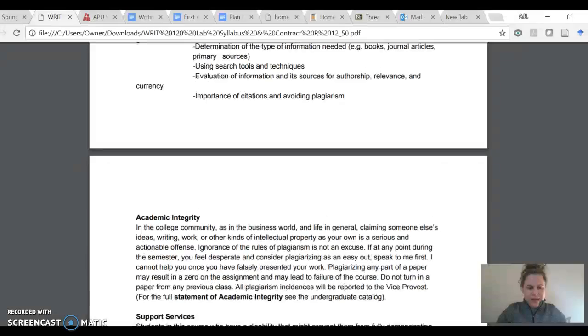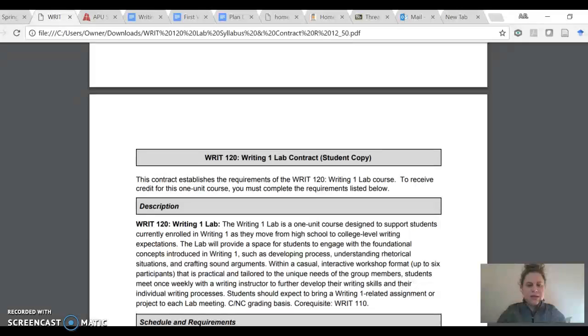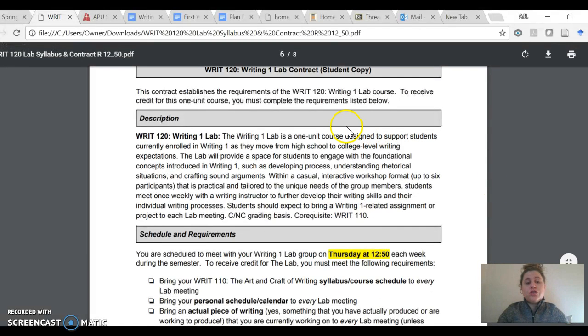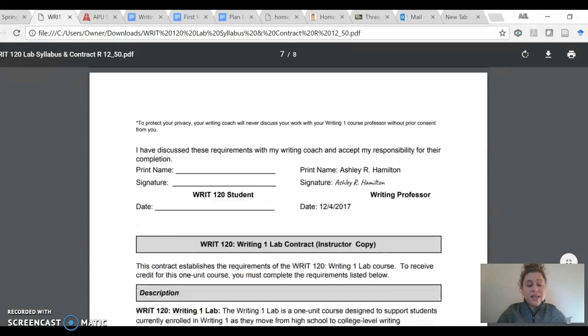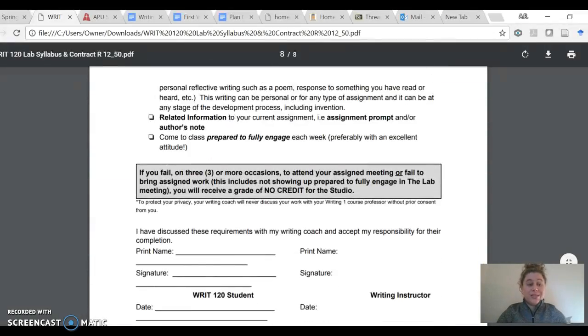Let's see what else. I think academic integrity, so student support, same as everything else. The last thing, which I would like you to bring a printed copy on week 3, is this writing lab contract. This just goes over the summary of the requirements, what's expected, so that if you miss 4 classes or you continually are not prepared for class, you do so understanding that that results in you not passing. So just go ahead and sign that. And it just repeats all the important stuff.